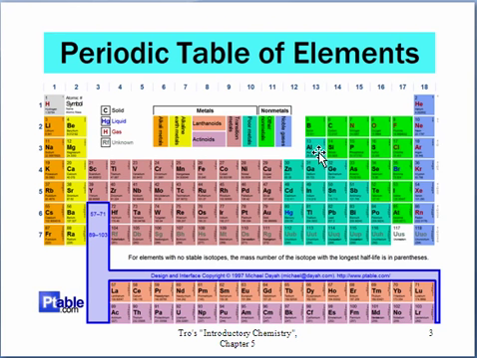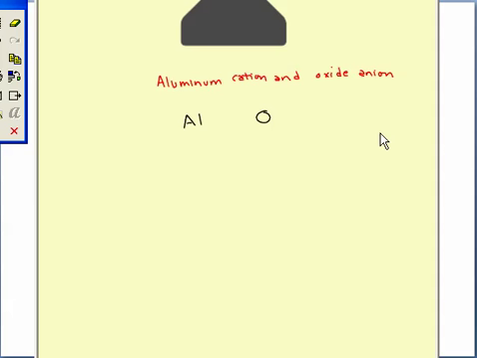Here's aluminum. It's a metal, so it has to be a positive charge. And it's 1, 2, 3. So its charge is +3. And here's oxygen. It's a nonmetal, so its charge is going to be negative. And it's 2 columns away from the noble gases, so its charge is -2. So let's write our charges here. -2 and 3. Okay, next we're going to switch.